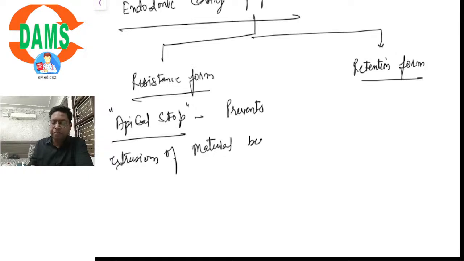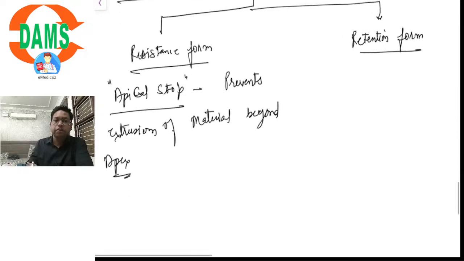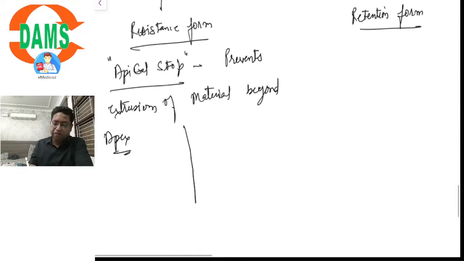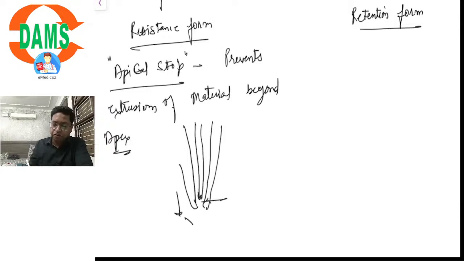Okay, beyond apex. It means whenever we clean and shape the root canals, we have to develop an apical stop. This would prevent the root canal obturation material from going downwards beyond the apex. This is known as creation of an apical stop that prevents anything that is used for obturation of the root canal from going beyond the root canal domains.